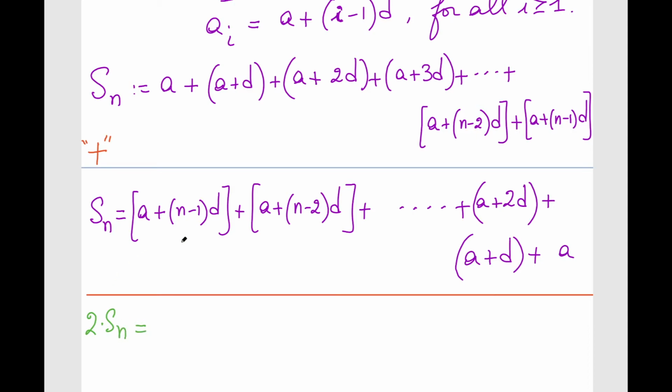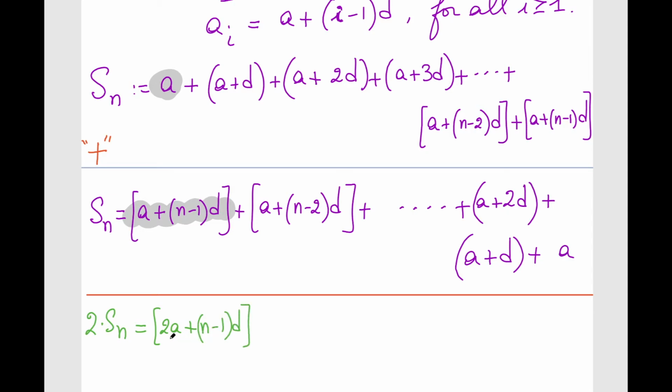And how about this side? Well, as we said, we're going to add them in a vertical way in some sense. So we're going to add the first term here to the first term here, right? Who's the first term upstairs? It's the a. Who's the first term downstairs? It's this guy. If you add those two, we obtain a plus that guy. It's a plus a, so 2a, so 2a plus (n minus 1) times d.